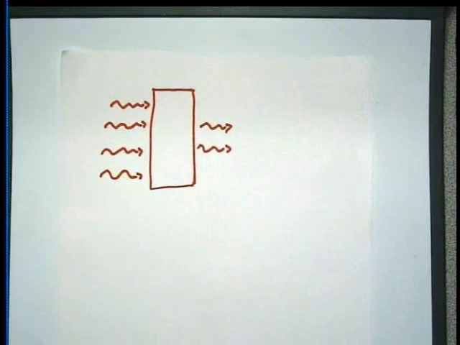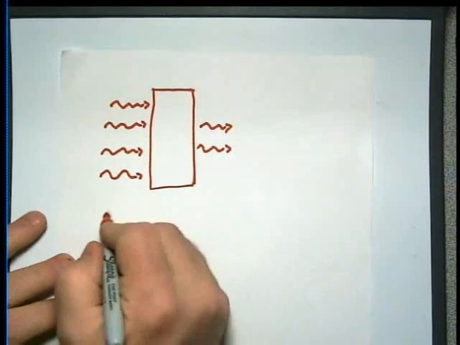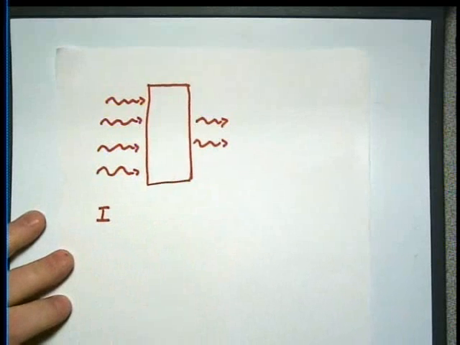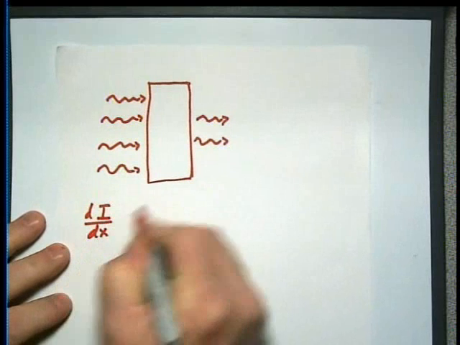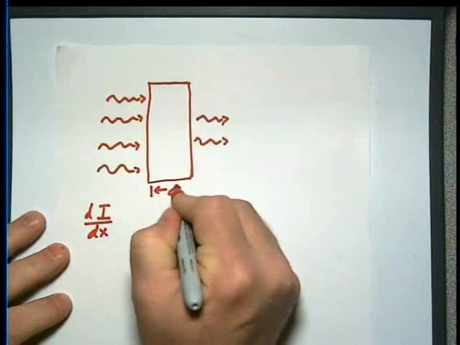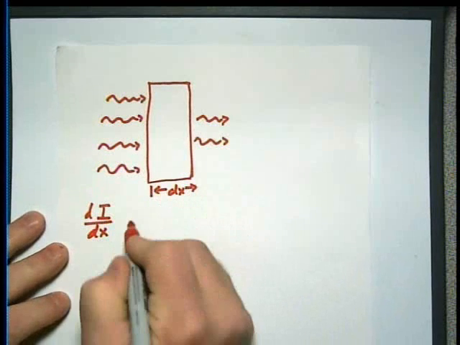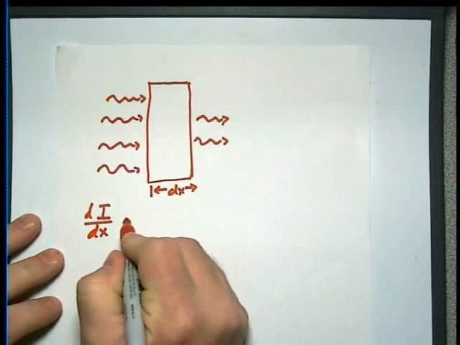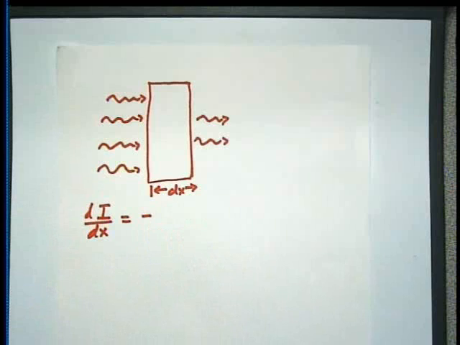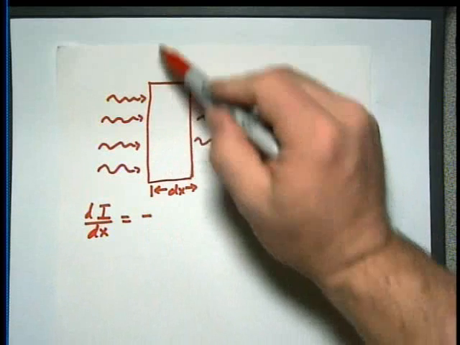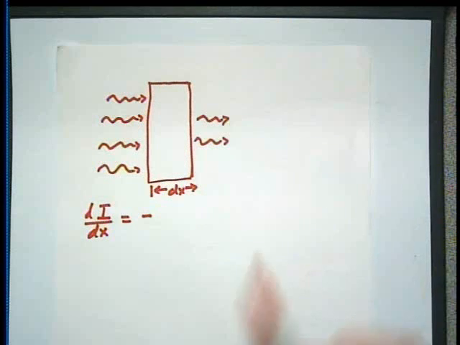Now, instead of counting photons, we usually talk about intensity. That is power per area. So the intensity change, dI/dx, as you change the thickness, where this is dx, depends on a couple of things. Well, first of all, it's going to go down. It's not going to go up. And it's going to go down because some of these photons are going to be scattered out of the beam, and so they don't get to this side.